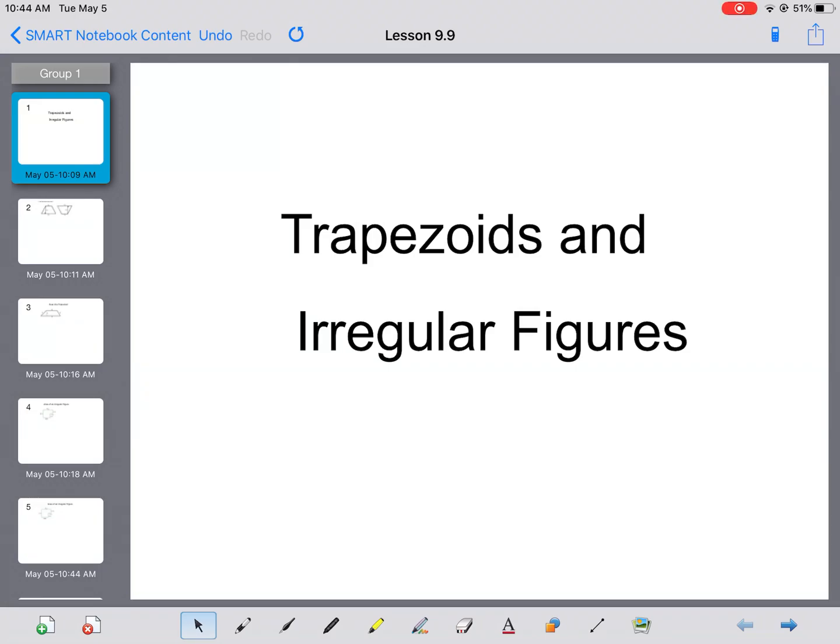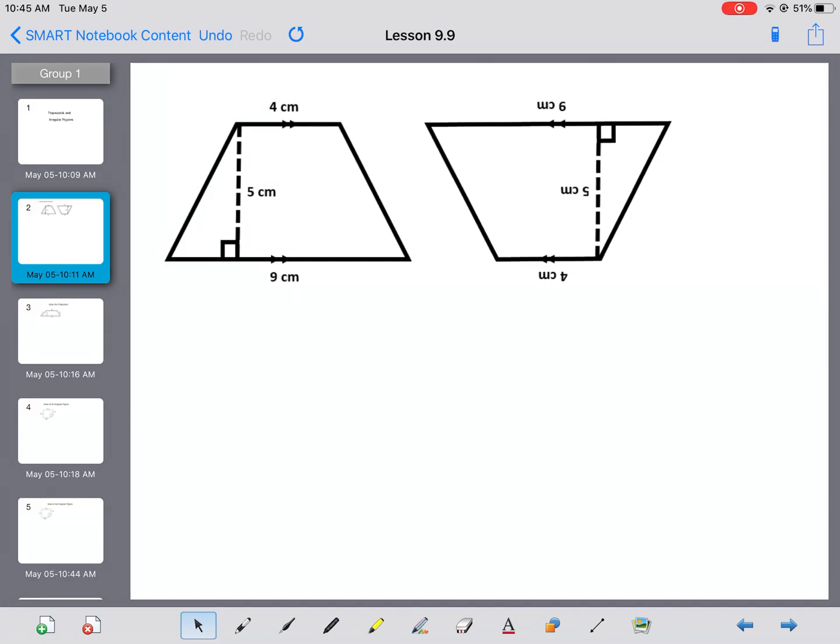Morning, grade 7. Today we're going to talk about finding the area of trapezoids and irregular figures. So in order to find the area for trapezoids, we're going to learn a new formula. And then for irregular figures, basically we're going to keep applying all the different formulas we've worked with, but you have to apply a little bit of logic and problem solving skills. So first of all, let's take a look at our trapezoids.